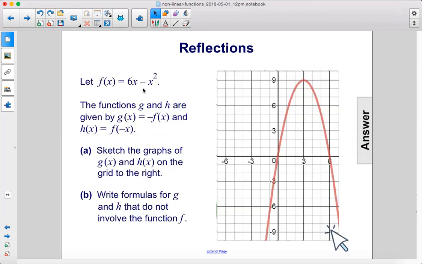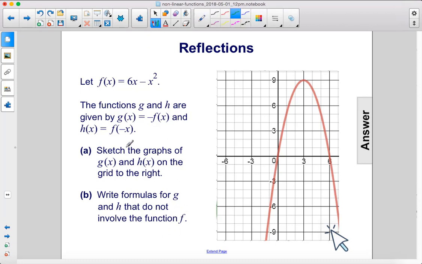Let f of x equal 6x minus x squared. The functions g and h are given by g of x equals negative f of x, and h of x equals f of negative x. Sketch the graphs of g of x and h of x on the grid to the right. Write formulas for g and h that do not involve the function f.